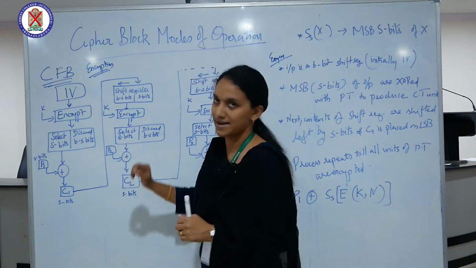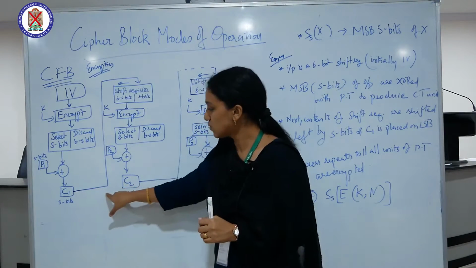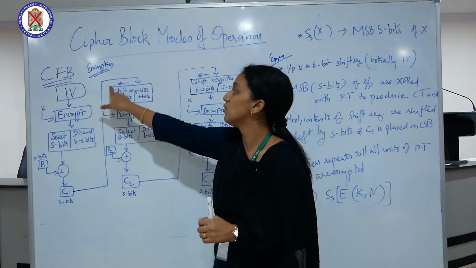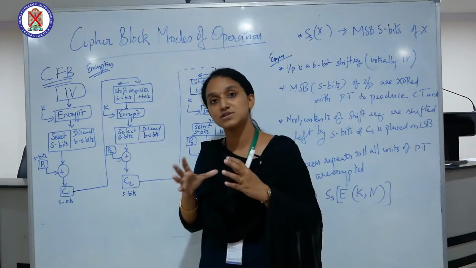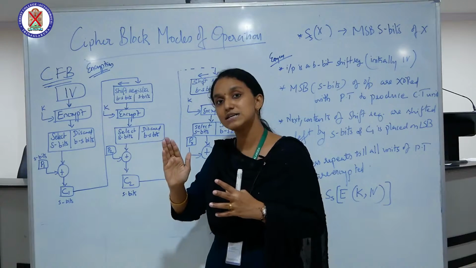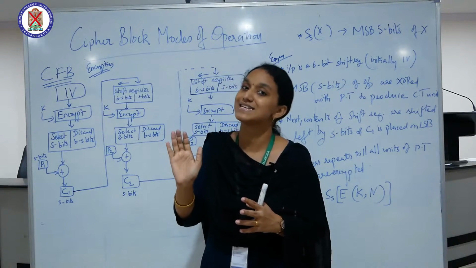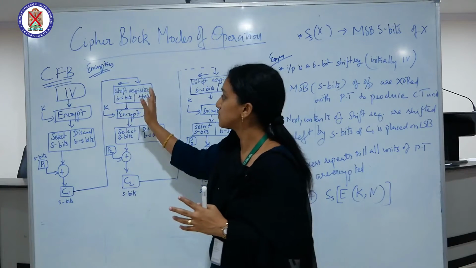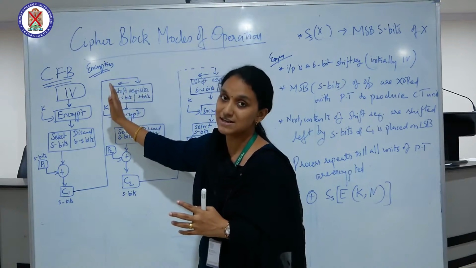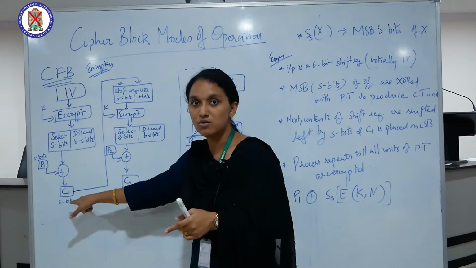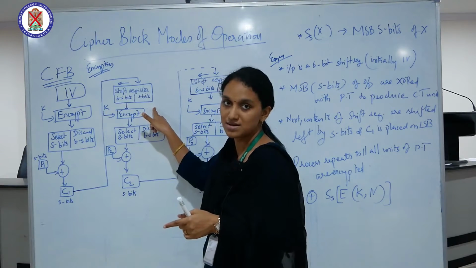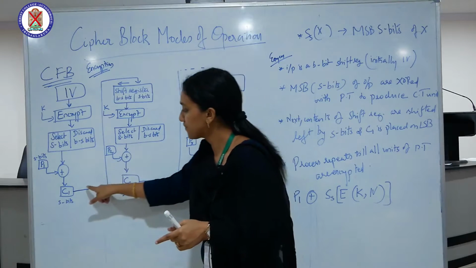Now what happens in the second block? This C1 is now the input to the shift register. In the shift register, the data is shifted towards the left. When it shifts towards the left, the MSB S bits right now become the LSB. Clear? I'll repeat.